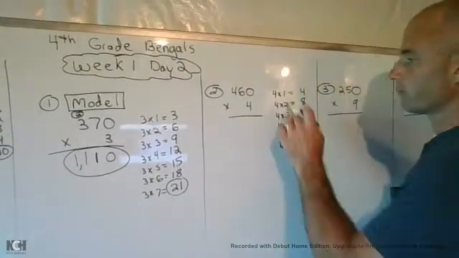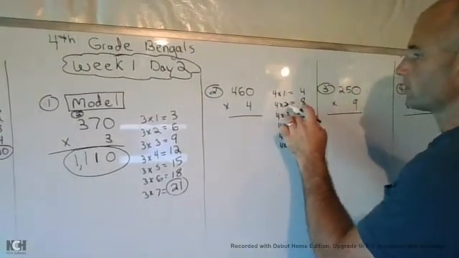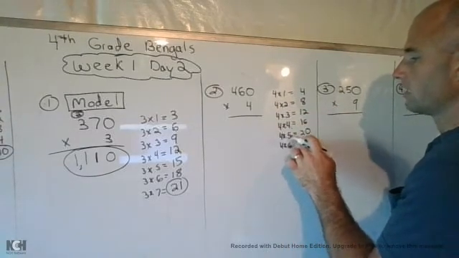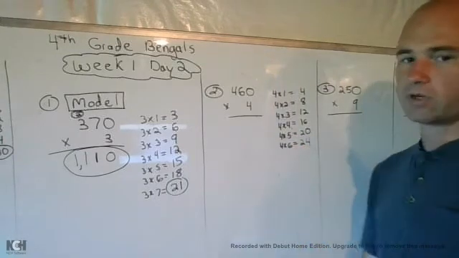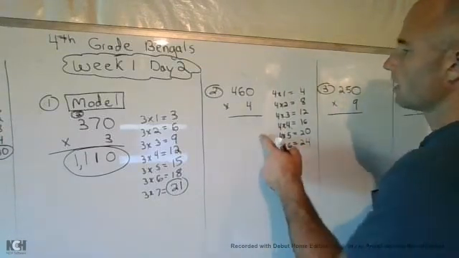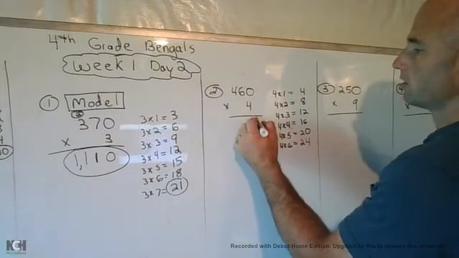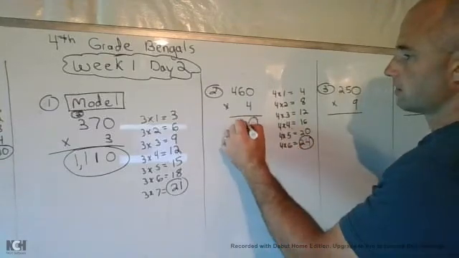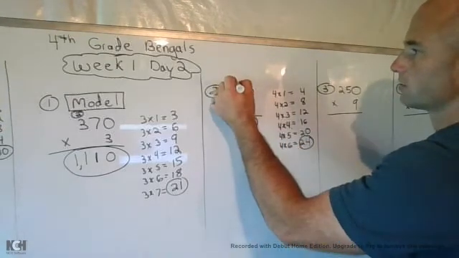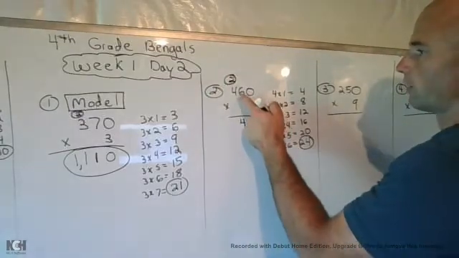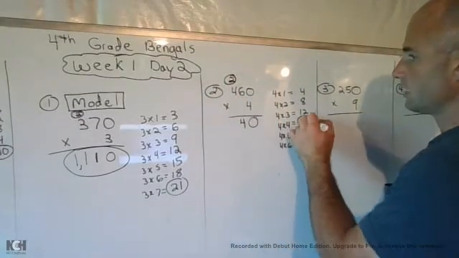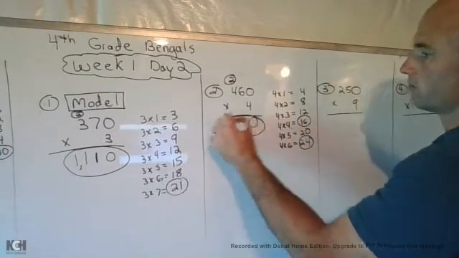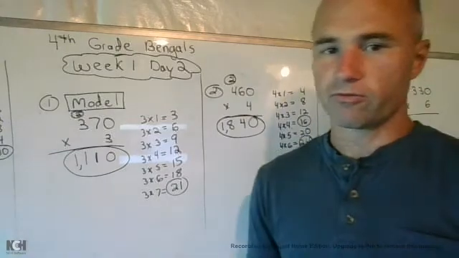460 times 4. 4 times 1 equals 4. 4 times 2 equals 8. 4 times 3 equals 12. 4 times 4 equals 16. 4 times 5 equals 20. And 4 times 6 equals 24. 4 times 0, we all know is 0. 4 times 6, what we found out is 24. Leave the 4, bring the 2 up, and regroup it. 4 times 4 equals 16, plus that 2 more is 18, giving me a solution of 1,840.